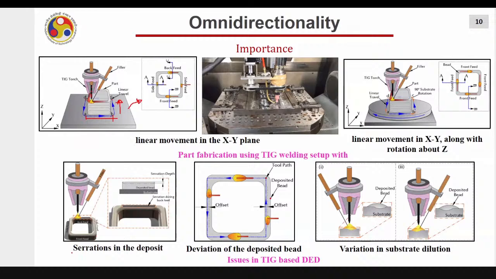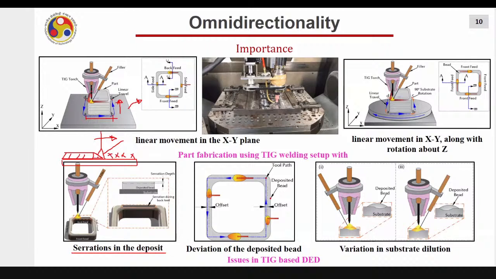Sometimes you will find serrations in the deposit. For example, you have set some parameters that are absolutely perfect for front feeding conditions. Why front feeding? Because in front feeding, I'll draw it here and show you. This is the deposited bead, you are feeding wire from here, and this is your arc, and you are moving in this direction. There is no obstacle here.